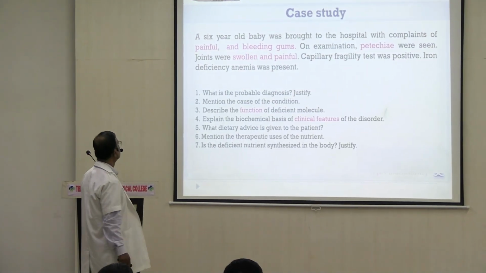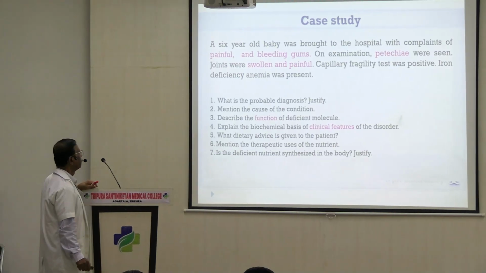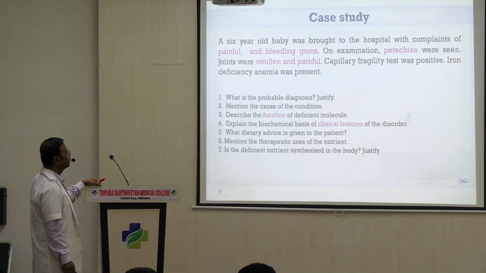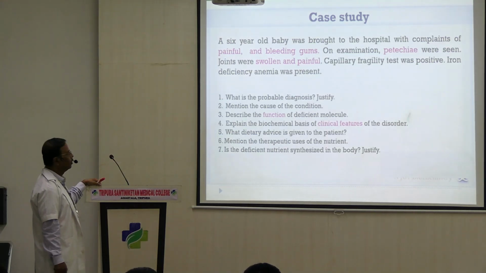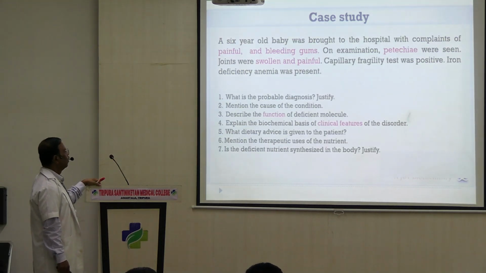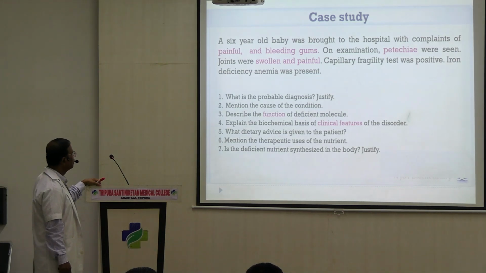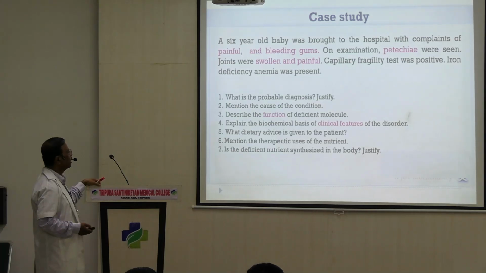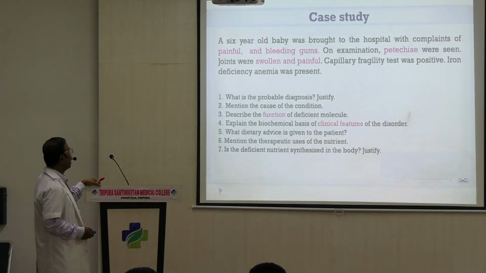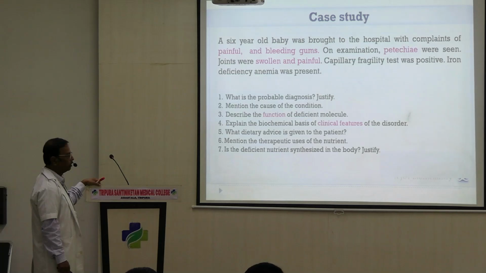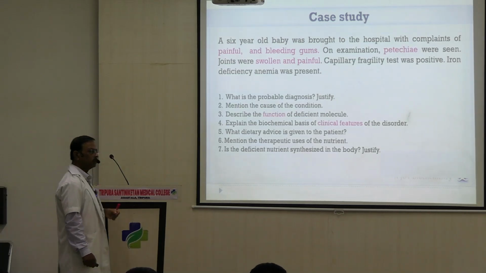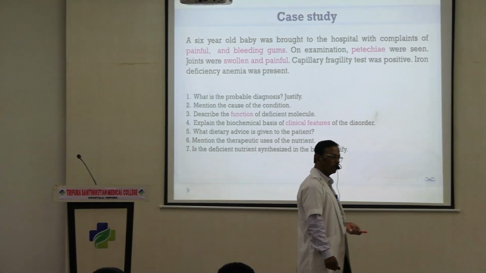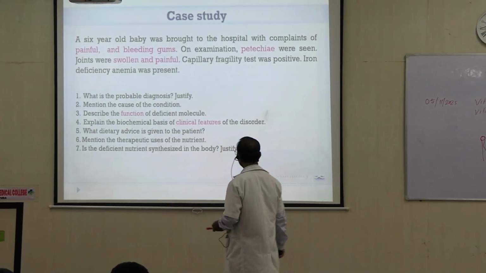So here is a case study. A 6-year-old baby was brought to the hospital with complaints of painful and bleeding gums. On examination, petechiae were seen, joints were swollen and painful, capillary fragility test was positive, iron deficiency anemia was present. What is the probable diagnosis? Okay, we know it is vitamin C deficiency leading to scurvy. Mention the cause of the condition.